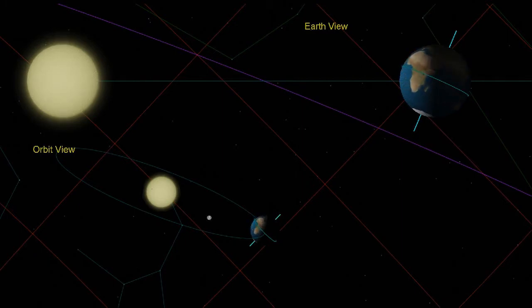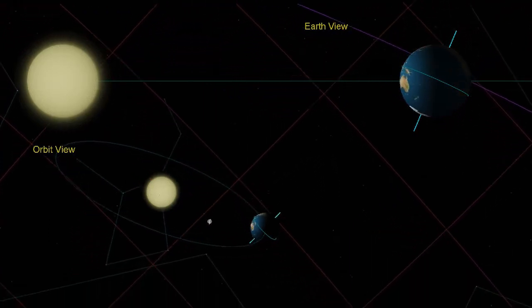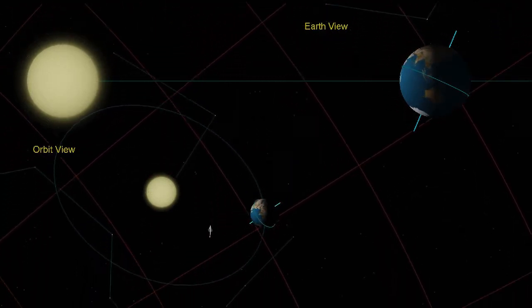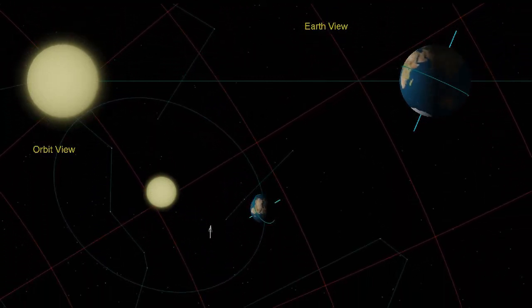Now, in the scene before you, I have two views of the Earth and the Sun. At the top, I have what I call the Earth view, and in the lower left, the orbit view. Initially, I'd just like you to focus on the orbit view. In this view, I have the Earth and the Sun, and the orbit of the Earth about the Sun. You can see that the Earth is slowly rotating, and it completes one rotation in approximately 24 hours.